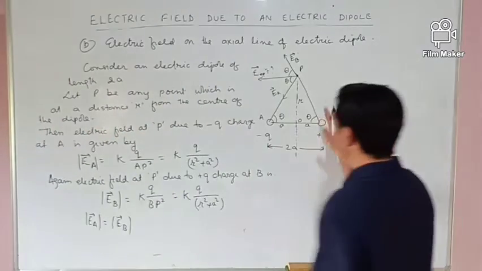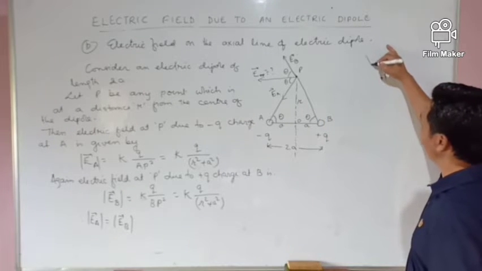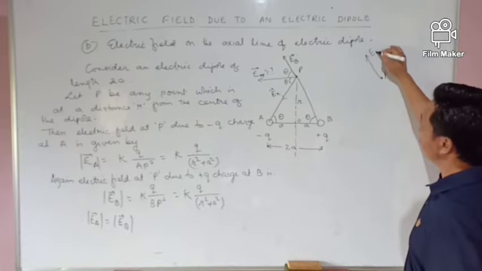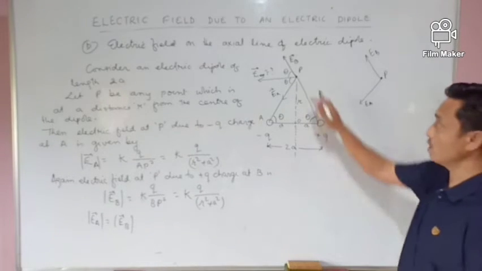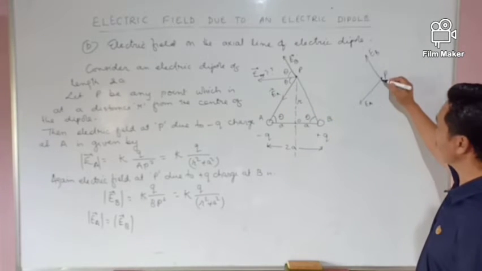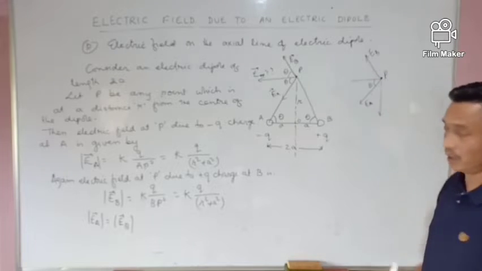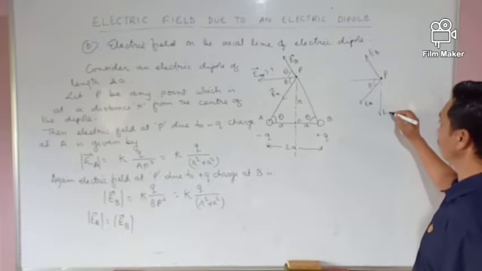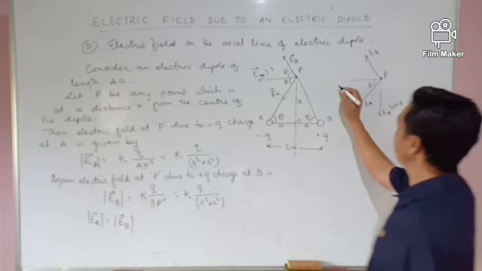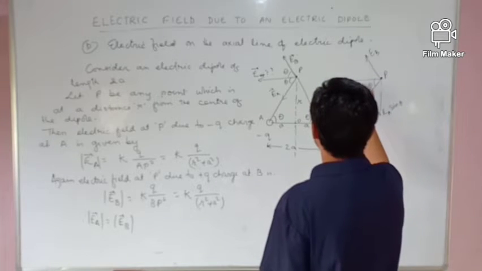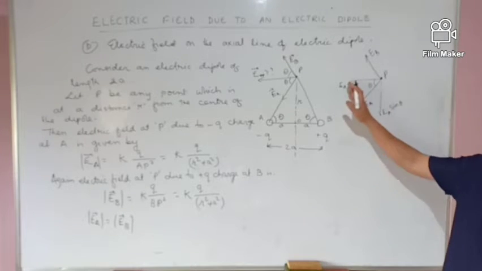Now let us see in this figure, this is point P, and from here you will find that this is EB and this is your EA. Now let me consider this point here. EA can be resolved into two components. This is angle theta here. So EA can be resolved into two components, EA sine theta and EA cos theta.